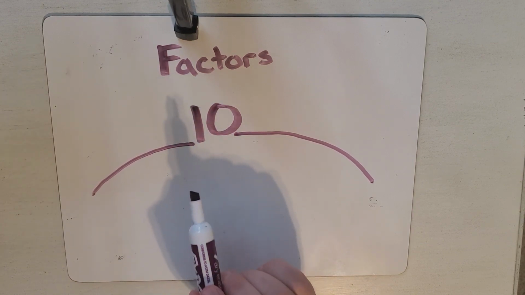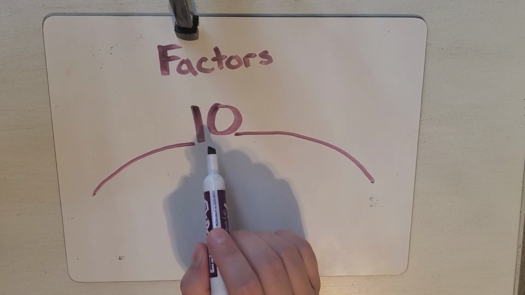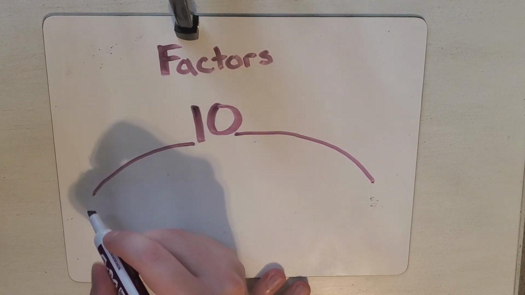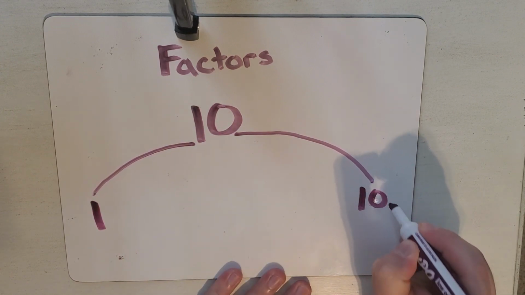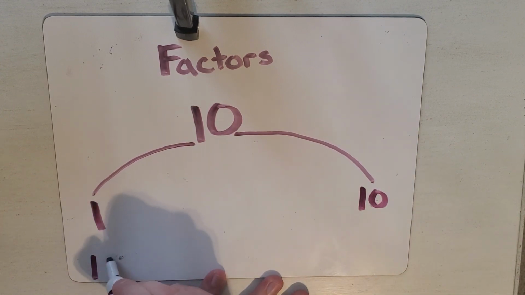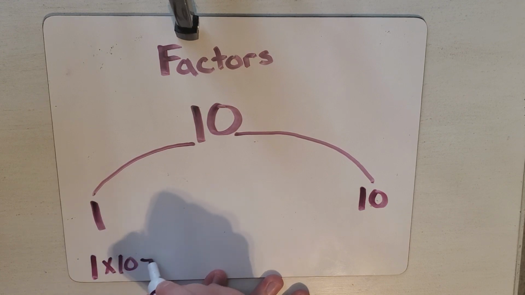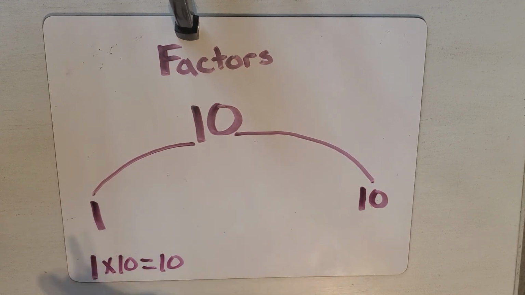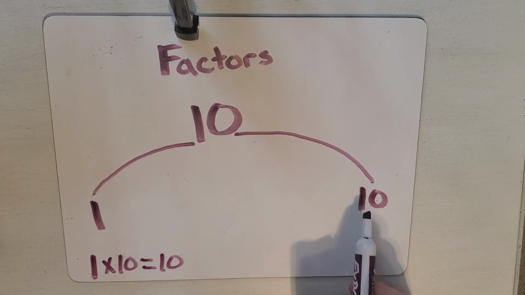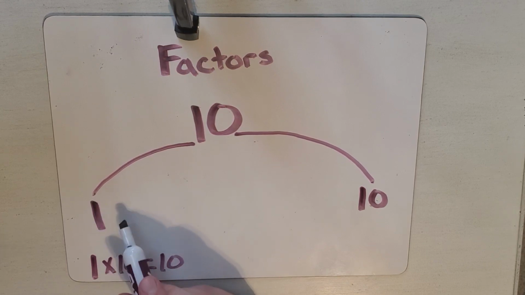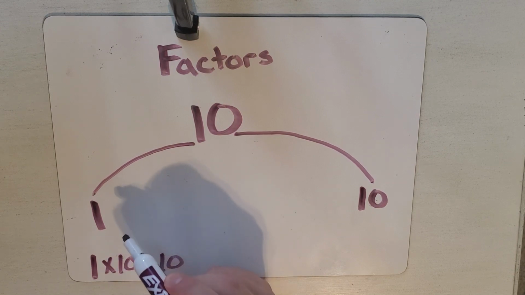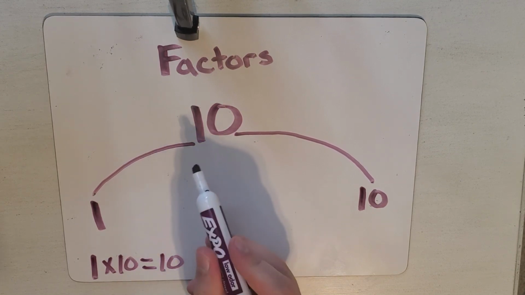I know I can always multiply a number by 1 and itself. So 1 times 10, right? 1 times 10 equals 10. Okay, I agree. 1 and 10 are both factors of 10. All right, then I need to think about anything else. So I just usually go to the next number. After 1 is 2, and I start thinking, is there anything times 2 that will give me 10?